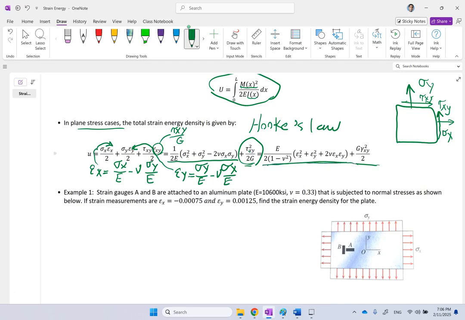I have a video on it. Go watch it on strain gauges. And all you can measure are these guys mostly. So you can use this last formula. Okay, and that is exactly our next example.